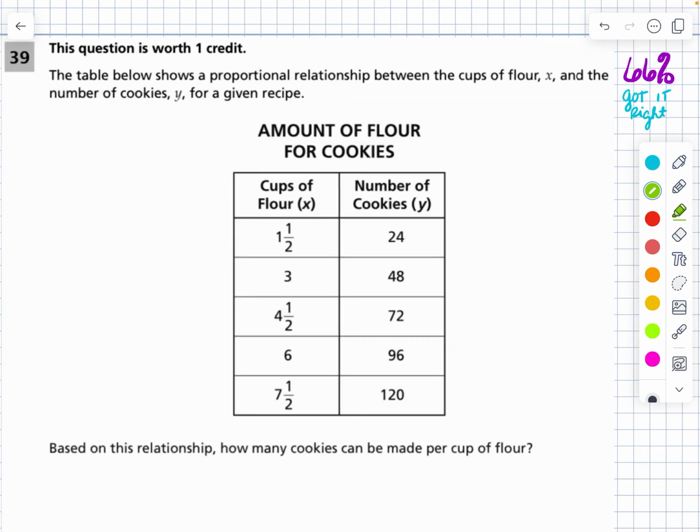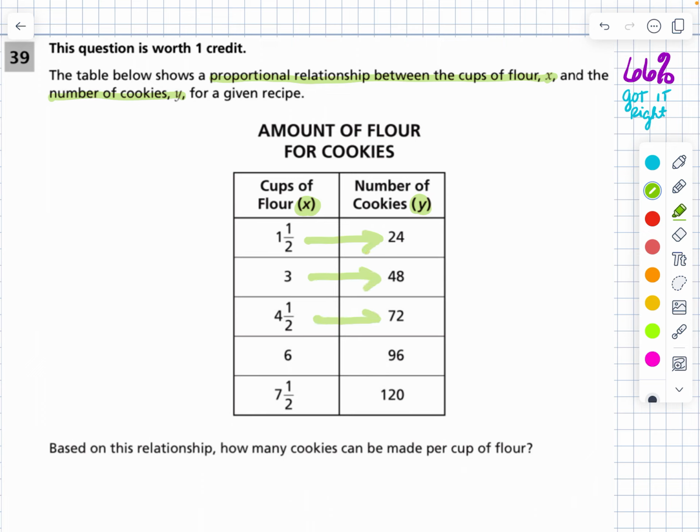Alright, question 39. The table below shows a proportional relationship between the cups of flour X and the number of cookies Y for a given recipe. Based on this relationship, how many cookies can be made per cup of flour? Okay, so they are specifically talking about a proportional relationship between the cups of flour X, which is here, and the number of cookies Y in a given recipe. So they're talking about the relationship X to Y, all down here.